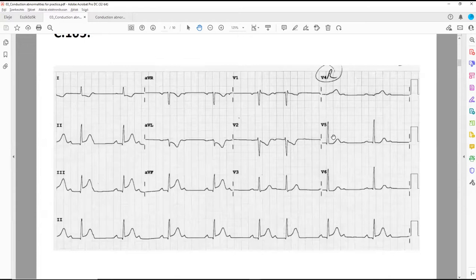This is what was written here, but let's look a little more closely. First of all, it looks like the RR is equal, up to this point. Here it is not, but here everything is fine. Let's look at the PP interval. I think we do have a P wave right here. You can see a little notch.